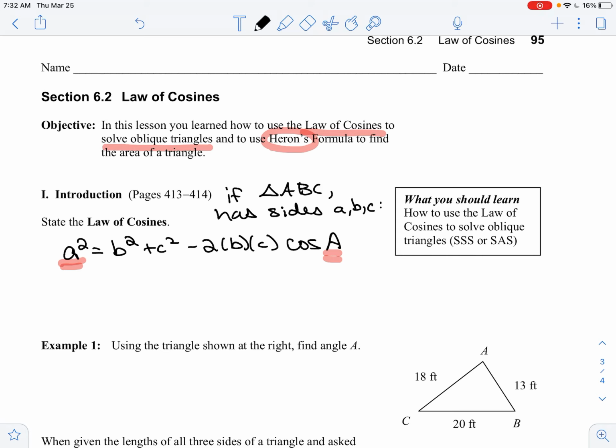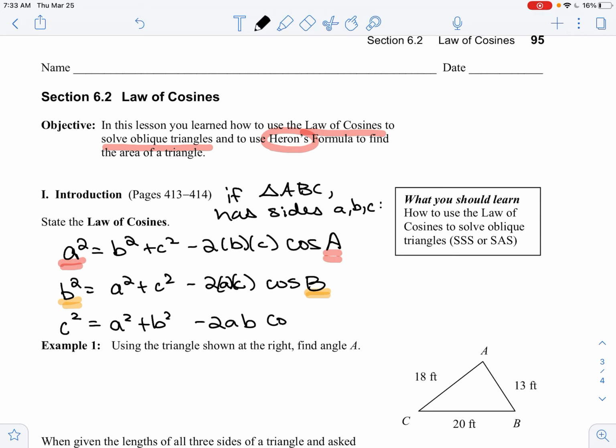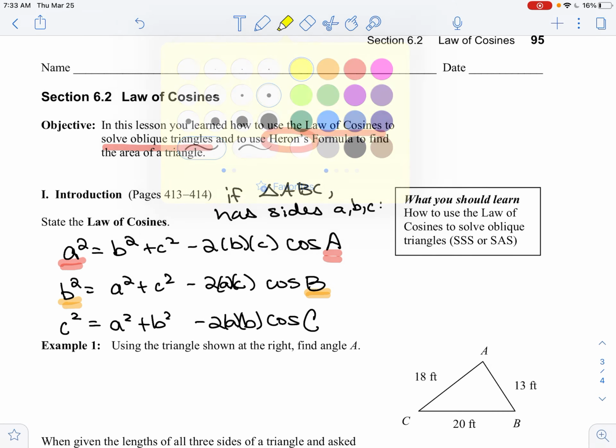What if they give you a different angle? Well, then we'd say b squared equals a squared plus c squared minus 2ac times the cosine of B. Again, notice that the side on the outside matches the opposite angle listed. And then finally, the third version is c squared equals a squared plus b squared minus 2ab times the cosine of angle C. And again, the outside side matches the given opposite angle.